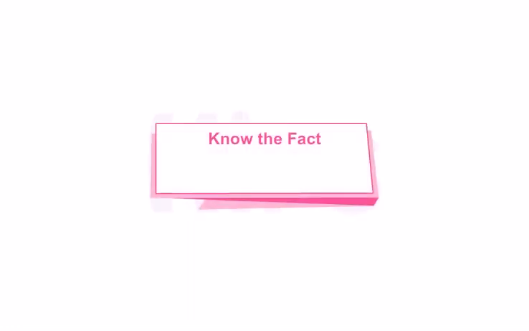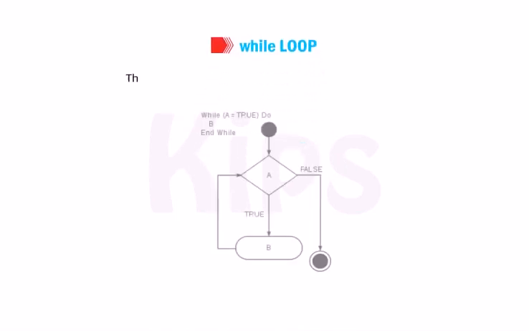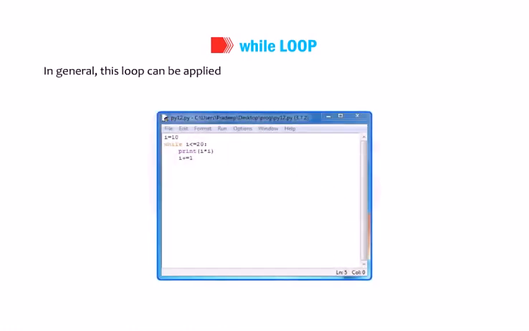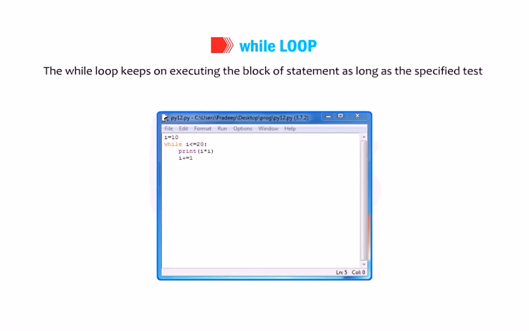Students know the fact that by default the step value in a loop is incremented by 1. Students, let's know about the while loop. The while loop is the simplest of all looping structures. In general, this loop can be applied to a program where the number of iterations is not known beforehand. The while loop keeps on executing the block of statements as long as the specified test condition evaluates to true.